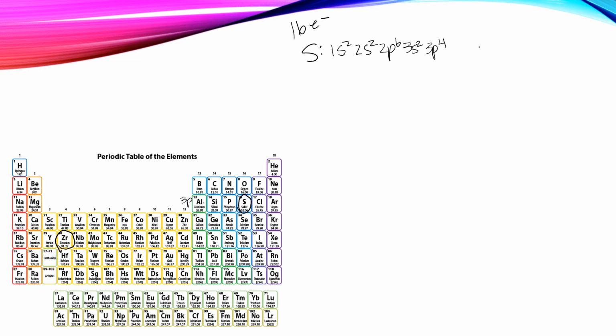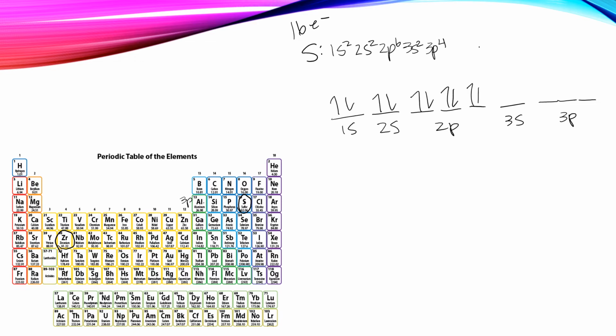If we draw this out in the orbital diagrams, 1s, 2s, 2p, 3s, 3p, we would have all of these are full, and then each of the p's have 1, and the last electron is doubled in the first.